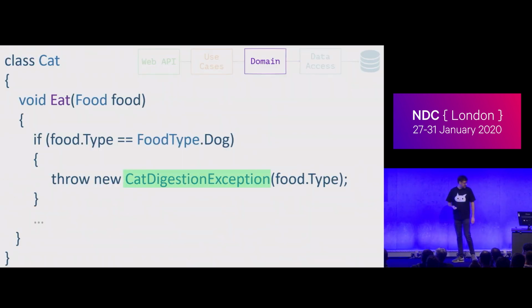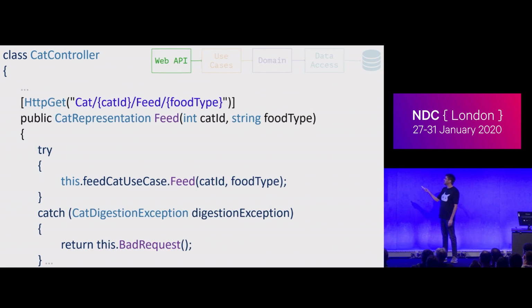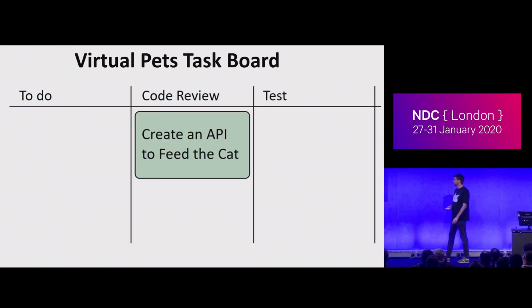So a way to solve this is we can throw a cat digestion exception, just something specific, and then we can handle that in the web API layer, look for that cat digestion exception, and then throw our implementation-specific bad request.